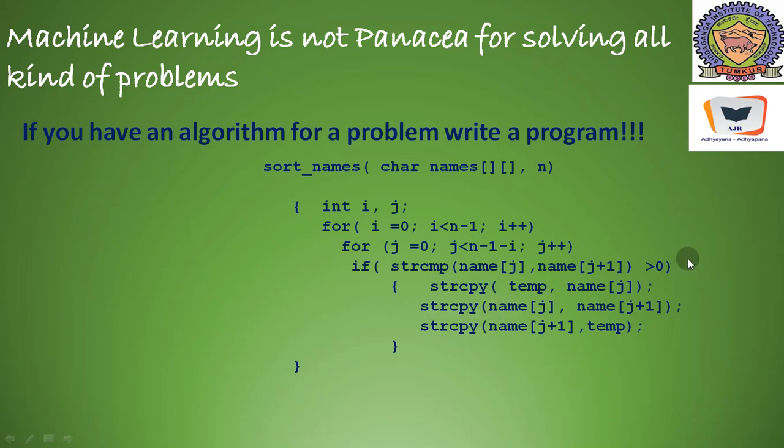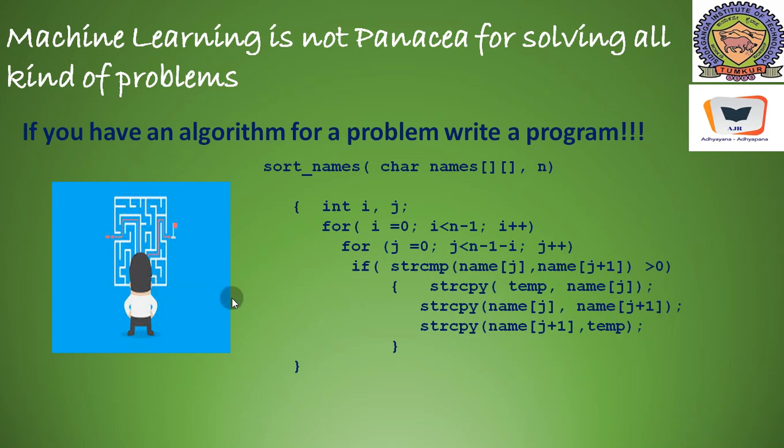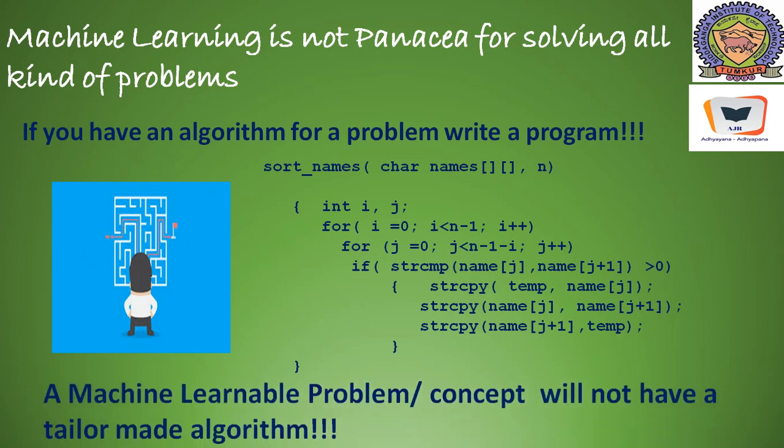Apply bubble sort and sort the names. And if it is a maze problem, we will just press depth first search into service, and we will solve this. We will convert this maze into a graph, and we will apply DFS, and we know where the turns and twists are and how to reach the destination.